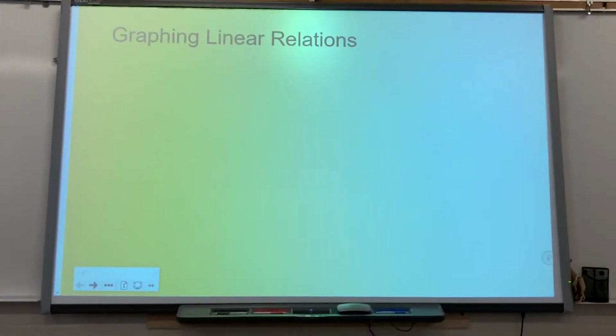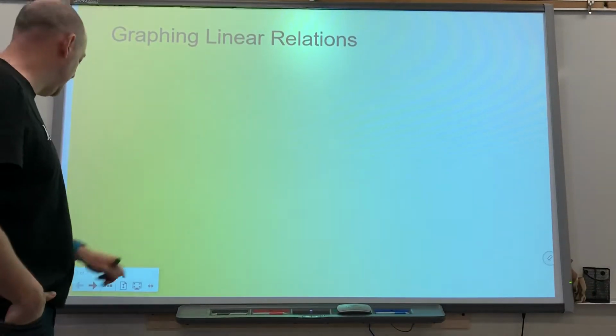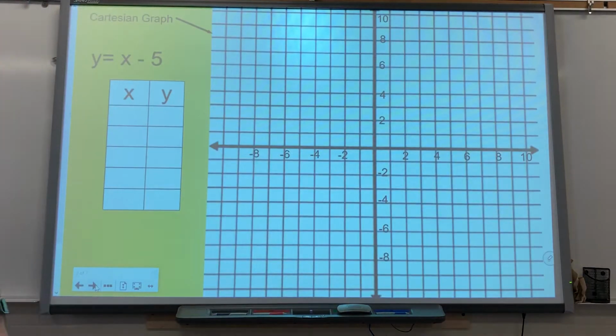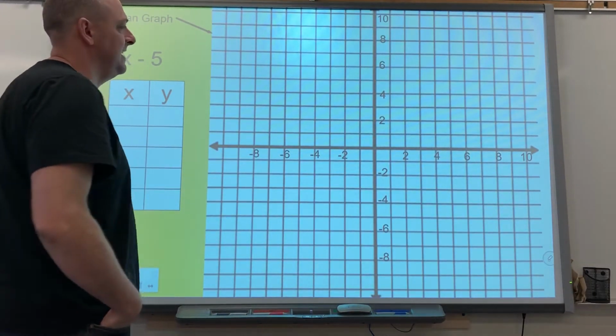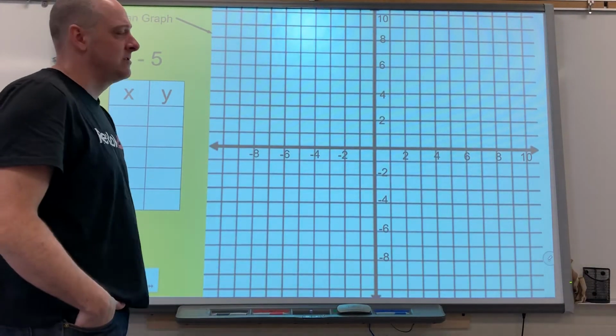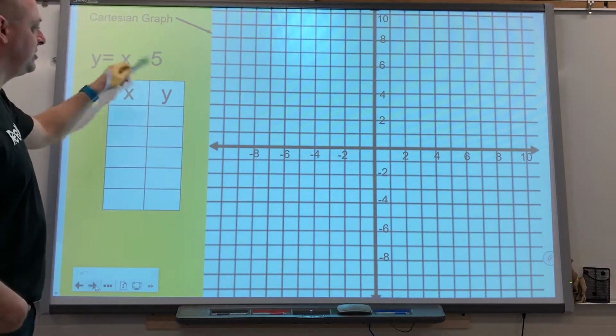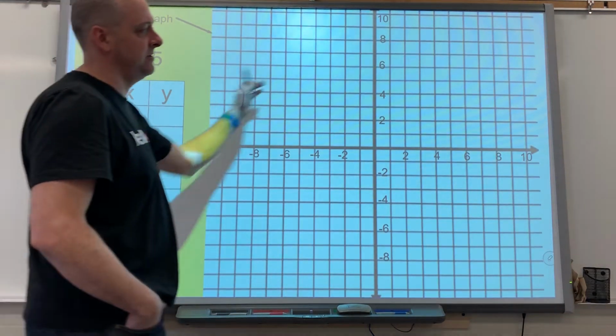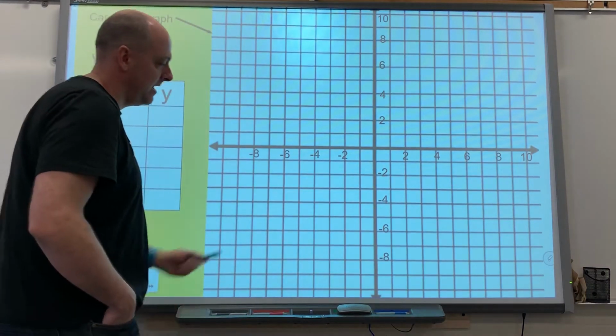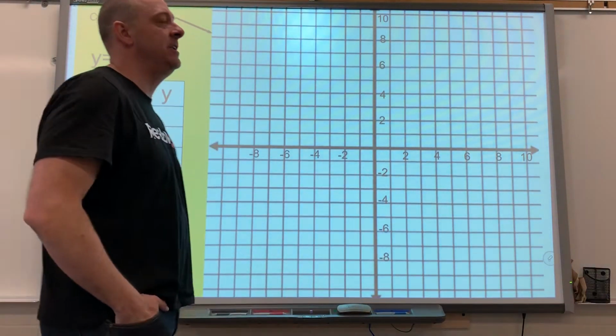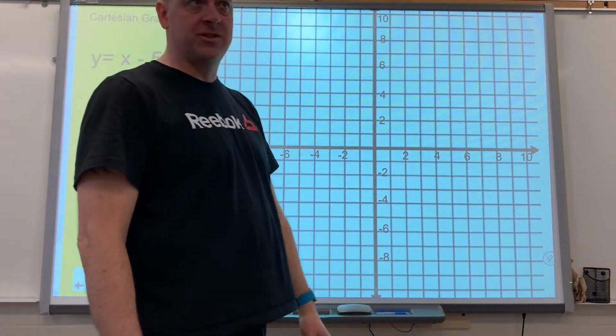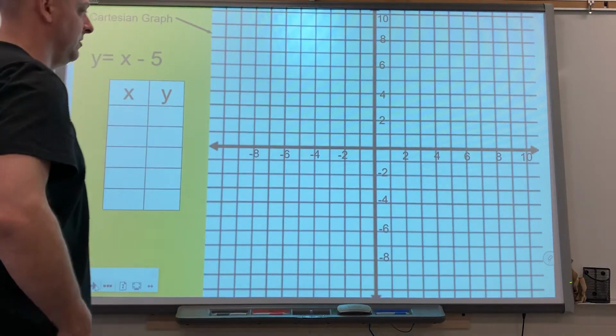All right, so today we're talking about graphing linear relations, and don't forget that a linear relation is a straight line. So basically, if we do this equation here, fill out a table of values and then transfer it onto the graph, if it makes a straight line, then it is a linear relation. If it does not make a straight line, it is not a linear relation.